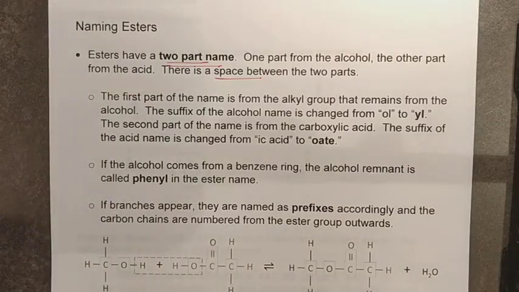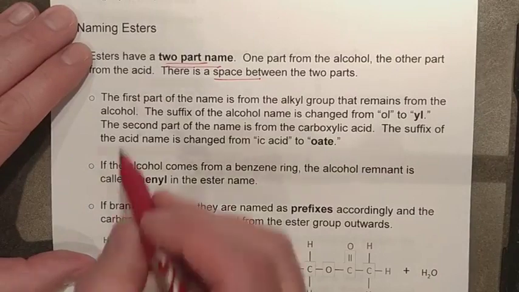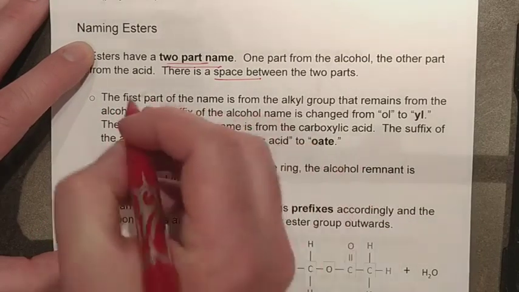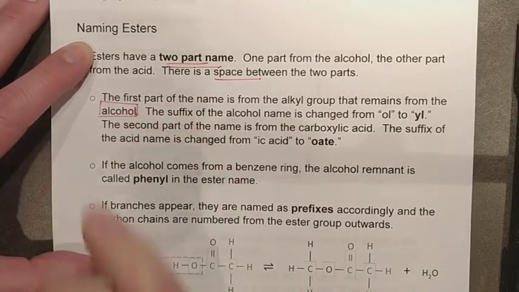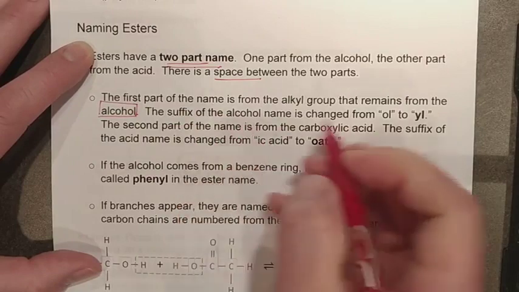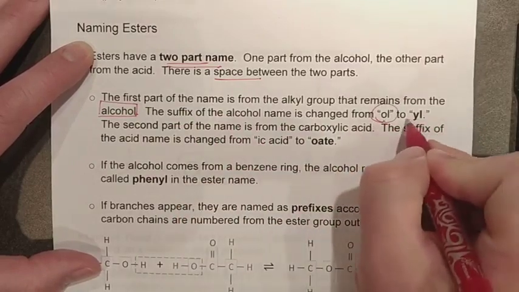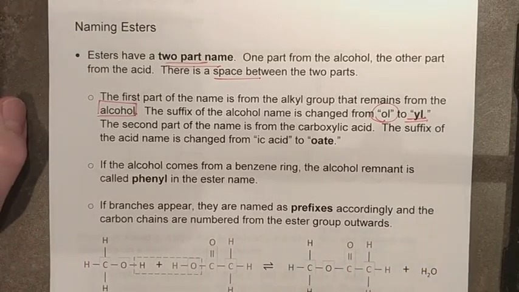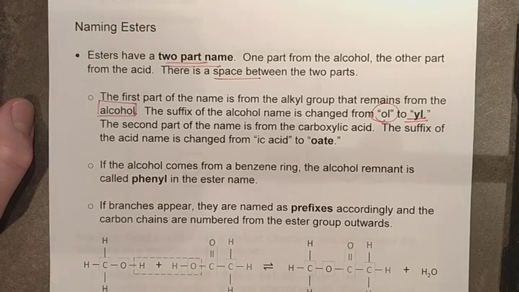So how specifically do we name these esters? Well, the first part of the name is from the remains of the alcohol. So it is your alcohol that gets named first. The suffix of the alcohol gets changed from its original OL to now a YL because it's lost anything that made it an alcohol. Okay? With this, it is more similar to an alkyl group, so we're going to name it as such.